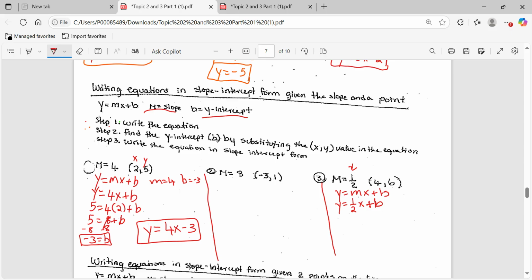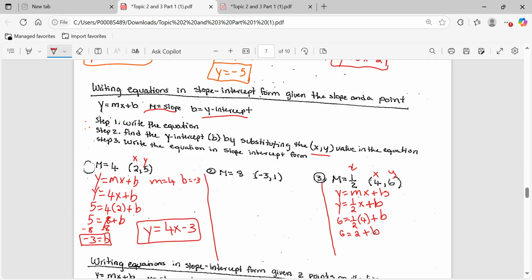So to find the y-intercept b, I'm going to substitute the x and y value in the equation. This point they gave me has an x and a y. So now I know that 6 is equal to 1/2 of the x, which is 4, plus b. So that 6 is equal to 1/2 of 4, which is 2, plus b. I am looking for b. I am looking for the y-intercept.